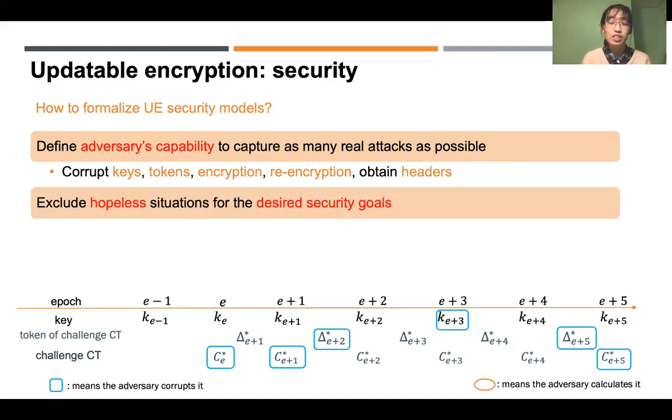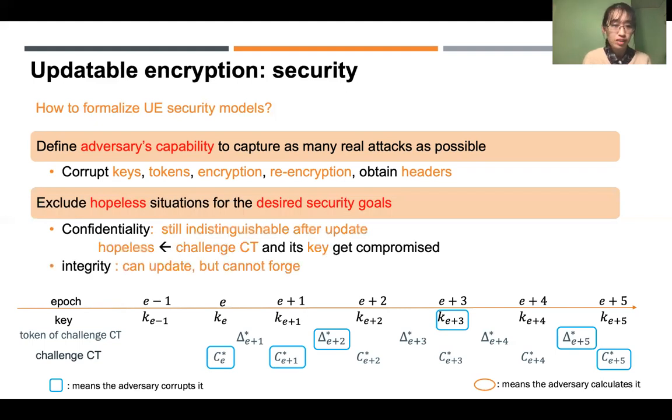And then we consider the UE's desired security goal. Since UE was proposed to achieve secure cloud storage, naturally both confidentiality and integrity are needed. The subtle point is how to exclude the impossibility for each security goal. For example, confidentiality is hopeless if the adversary can compromise the challenge ciphertext and its corresponding secret key.